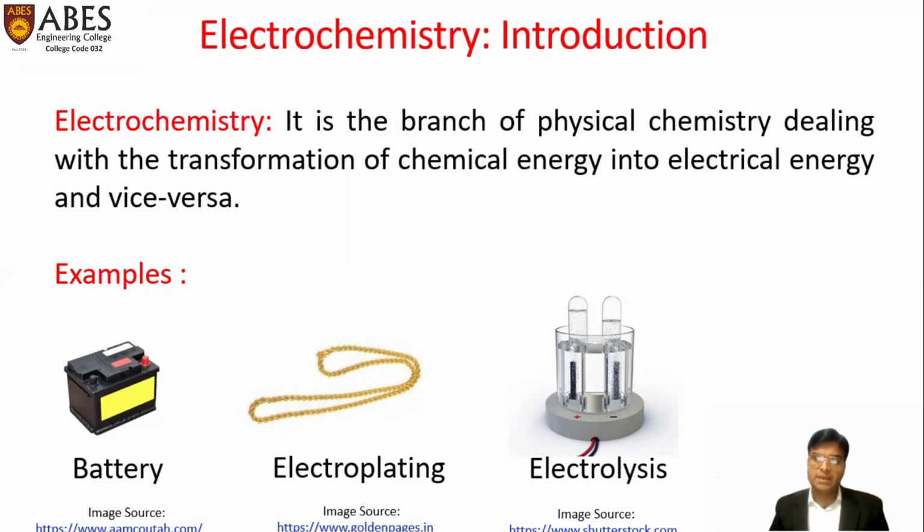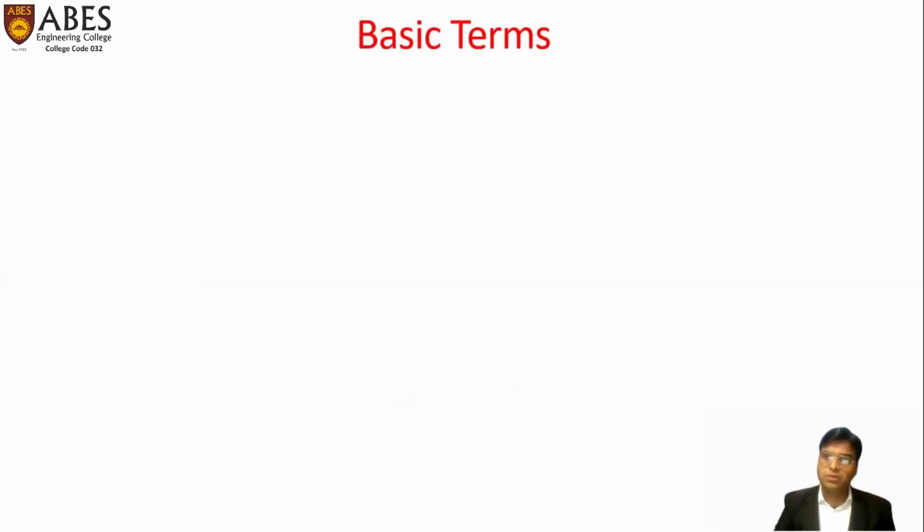The second one is artificial jewelry, which is made by electroplating. Electroplating also works on the principles of electrochemistry. We know when electric current is allowed to pass through an electrolyte, a chemical reaction may happen. This is called electrolysis. Electrolysis also works on the principle of electrochemistry. Now, we shall focus on some basic terms which are frequently used in electrochemistry.